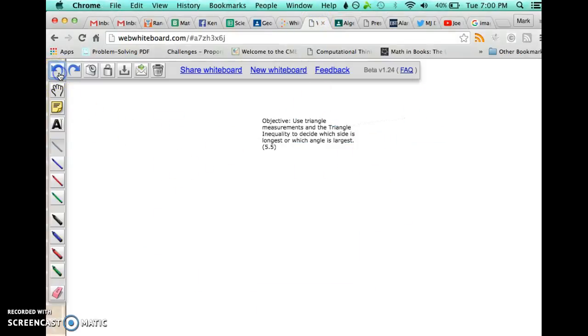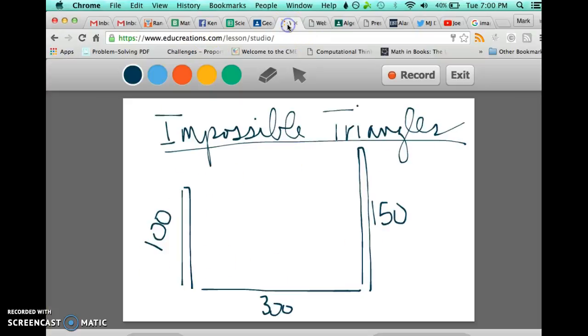This video is about the triangle inequality. You're going to use the triangle inequality to decide which side of a triangle is longest and which angle is largest. Now you could also find which side is shortest and which angle is smallest. That's how the triangle inequality works. Kind of a weird name for something, but make sure you get this down, what the triangle inequality is. All right, let's get started.